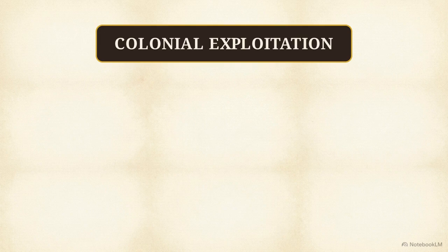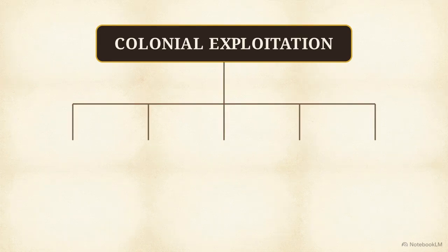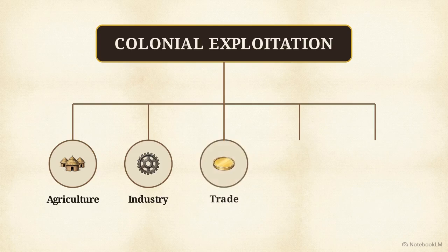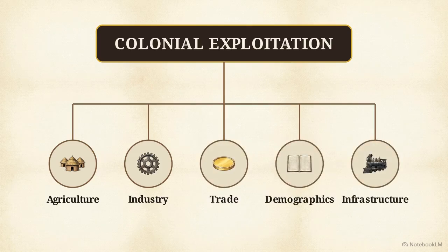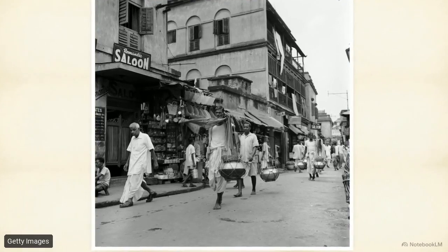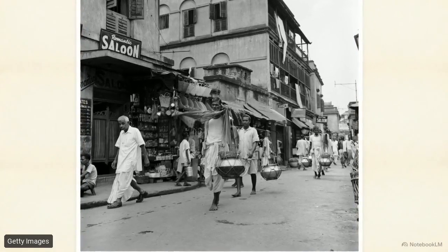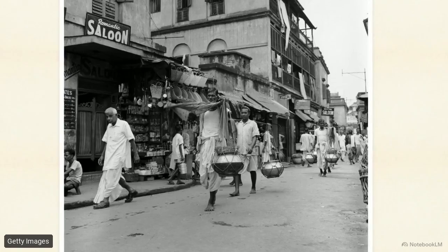To prove how the British achieved this, we have to analyze their policies across 5 distinct pillars: agriculture, industry, trade, demographics, and infrastructure. The widespread poverty recorded in 1947 was the calculated output of this colonial algorithm.